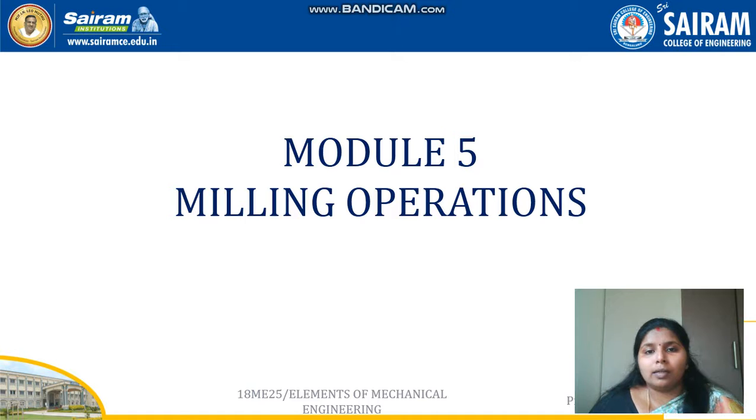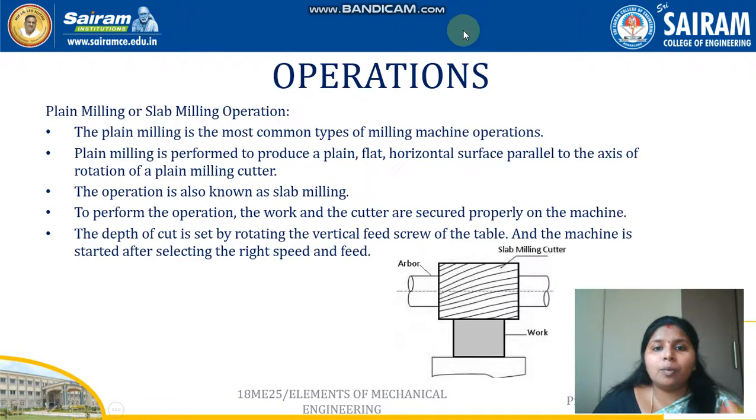The name of the cutter is based on the operation we are going to do. If you are going to do plain milling, the cutter used for that is called a plain cutter, and if you are doing an end milling operation, the cutter used for that is called an end mill. So the cutter is named based on the operation that is done. Now let us see in brief the operations of the milling machine.